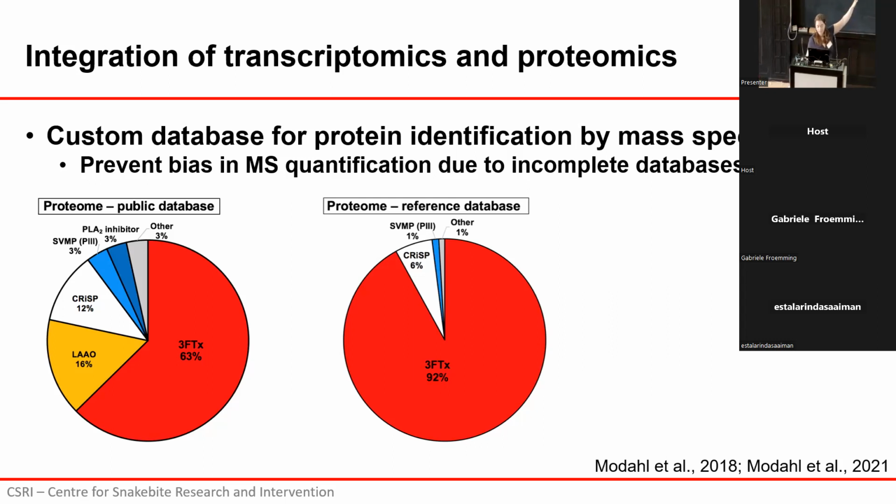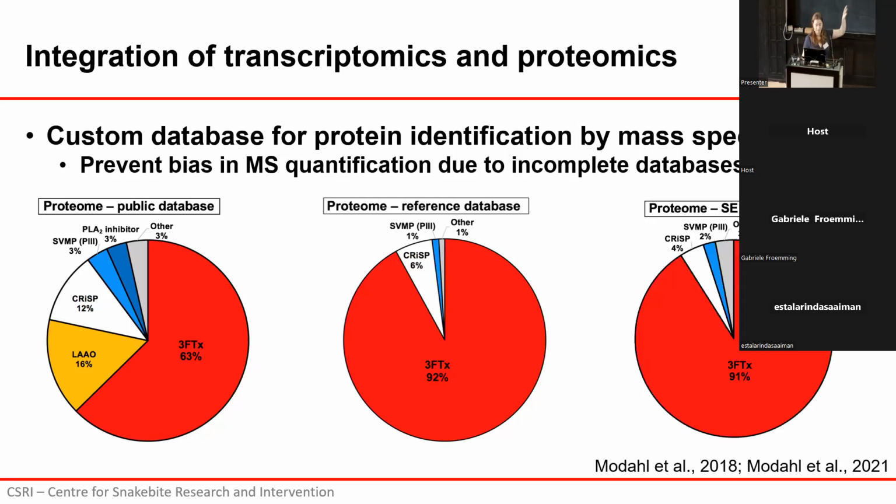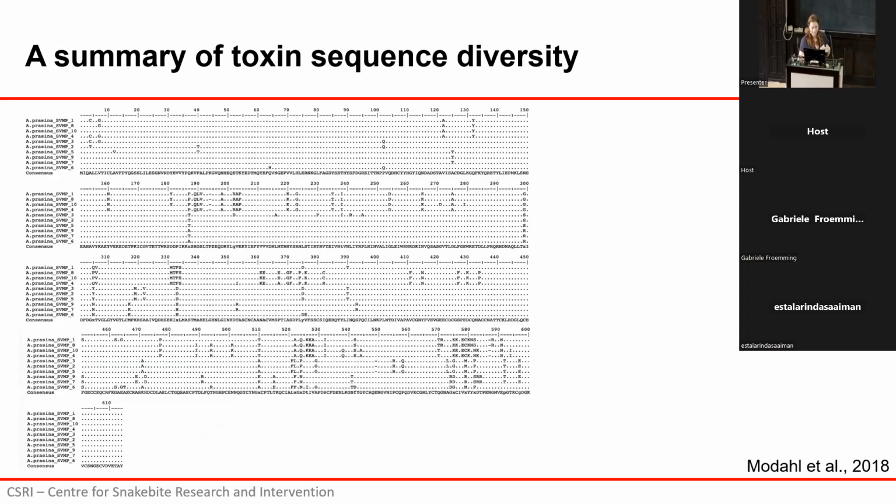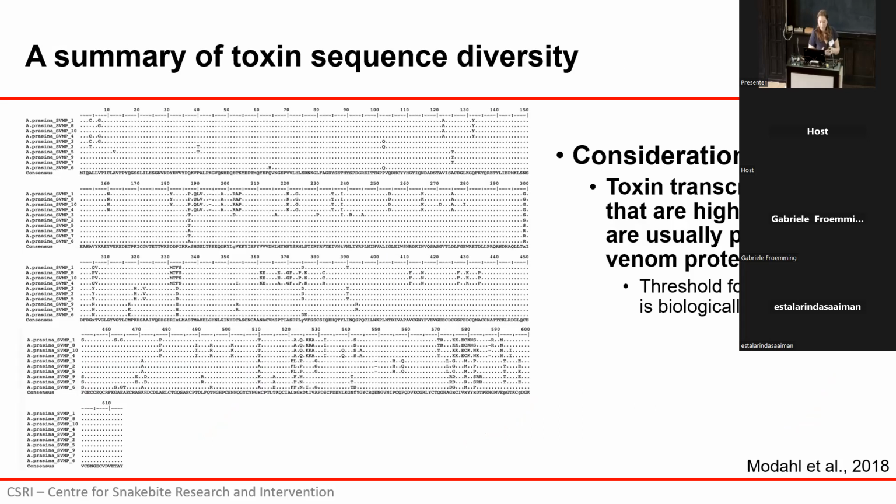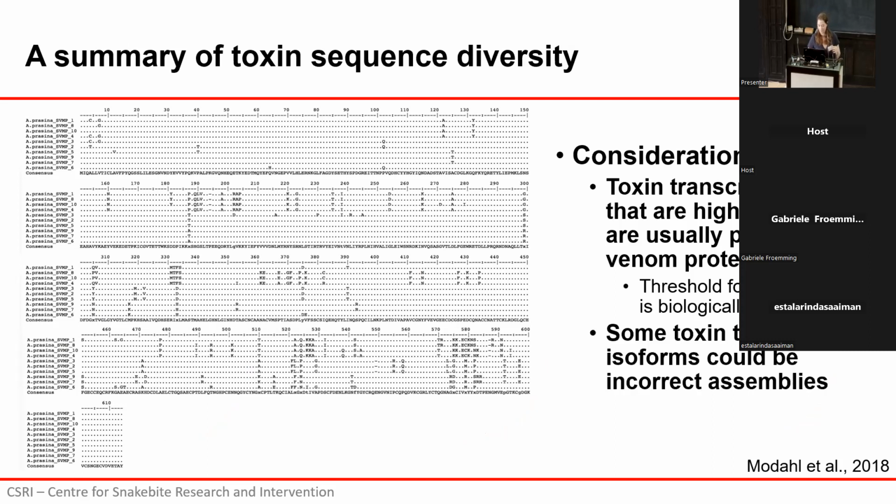But when I used my transcriptome reference database, my pie chart gradually improved. And if we compare it against this, which was just done with size exclusion HPLC, where I determined those toxins based on the peak area, you see that my shotgun sequencing of the proteome matches much more closely with my custom database. So once you have all the sequences, you can then look at the diversity between them.